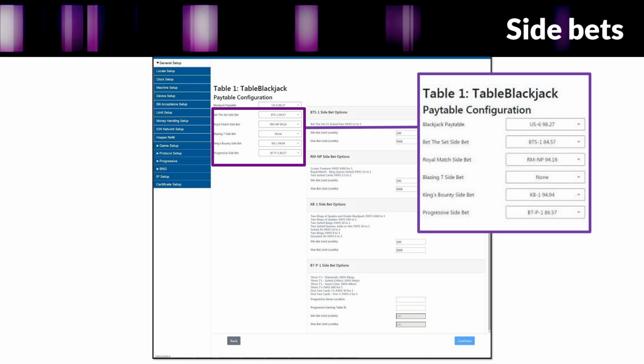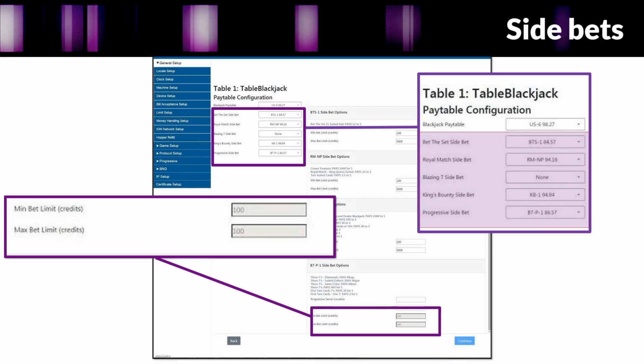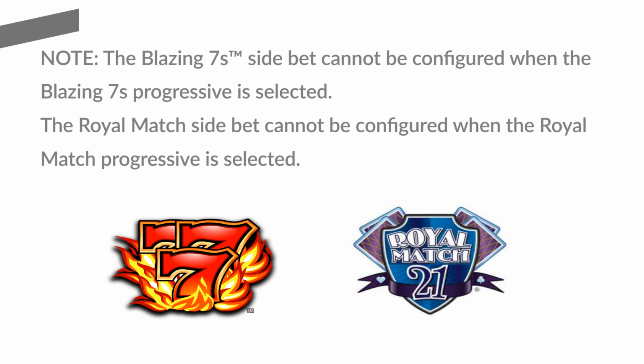At this time, you would set up a progressive if that applies. Further information on configuring a progressive will be provided later in this course. These are the side bets presently available. Repeat setting the minimum bet amount and setting the maximum bet amount for each selected side bet Paytable. Then tap Continue. Note, the Blazing Sevens side bet cannot be configured when the Blazing Sevens progressive is selected.